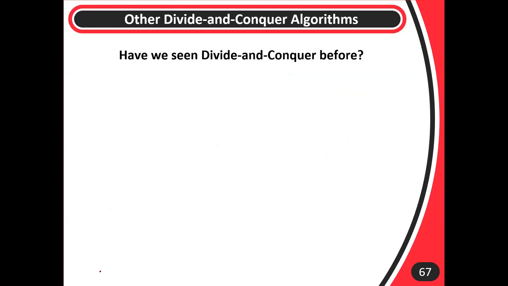Have we seen divide and conquer before in this class? I did mention it earlier, but what other algorithms did we see that were divide and conquer? So I did mention binary search, right? So we did look at that when we first did recurrences. So we analyzed binary search and we saw that it was very fast to find something if you have a sorted list.